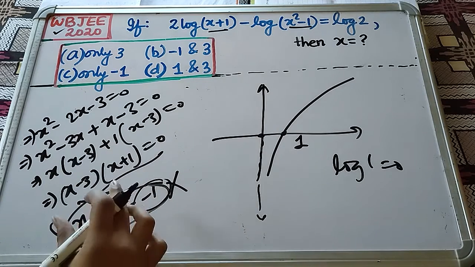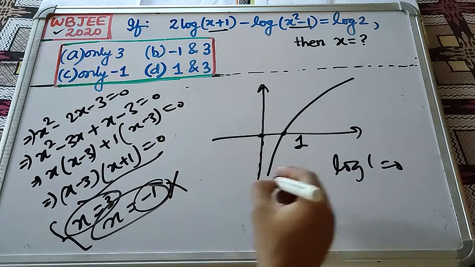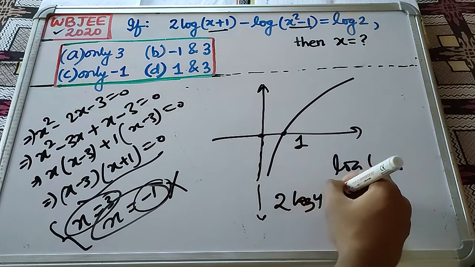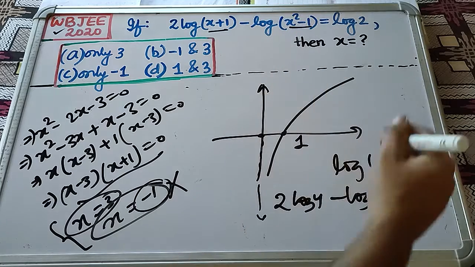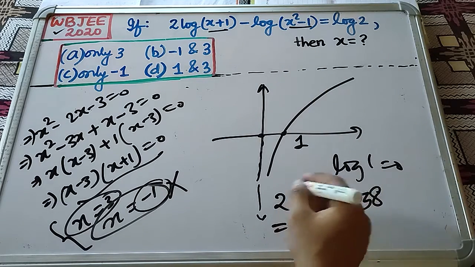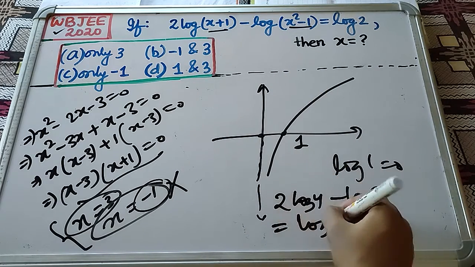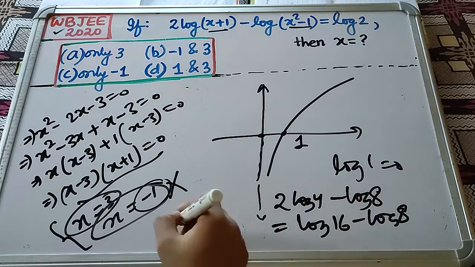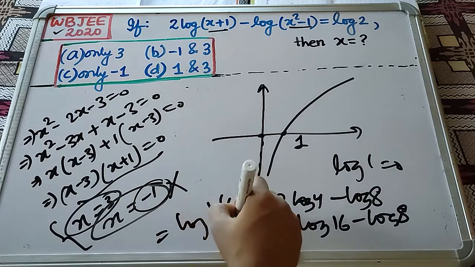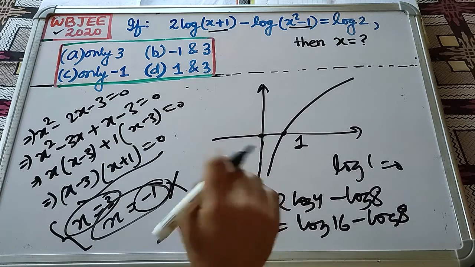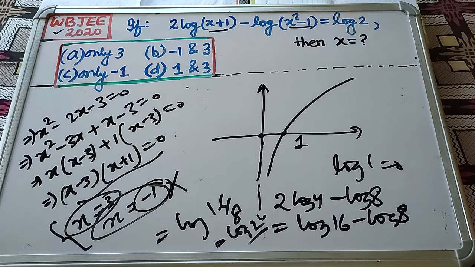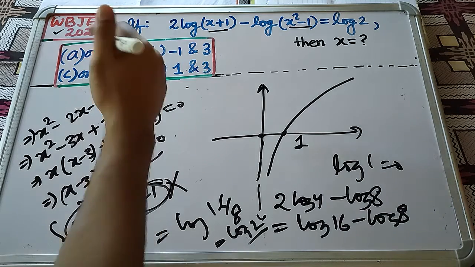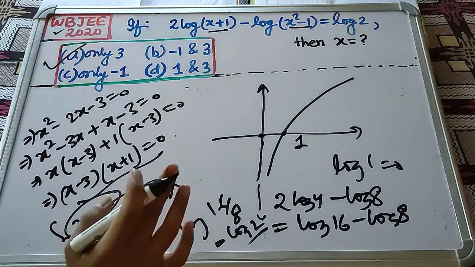Now if you take x equals 3, this becomes 2 log 4 minus log of 3 squared, which is 9, minus 1, so 8. So this becomes log of 16 minus log of 8, which becomes log of 16 by 8, that is log of 2. So the LHS and RHS are both equal, therefore we can say that x equals 3 is a valid solution to the question above. Therefore, option number A. So this was our first question.